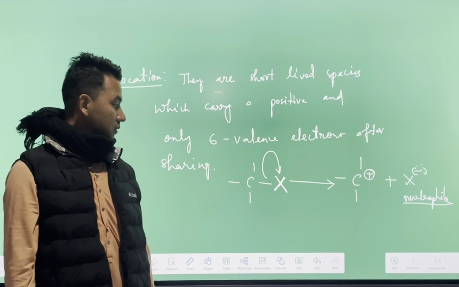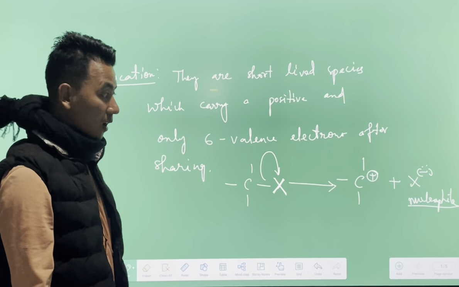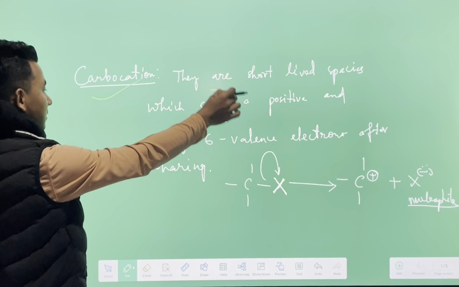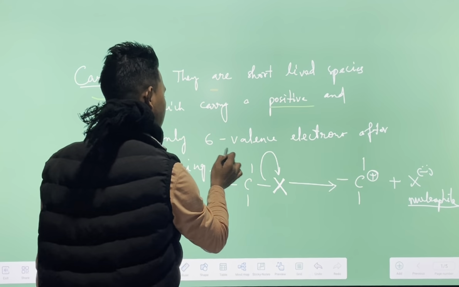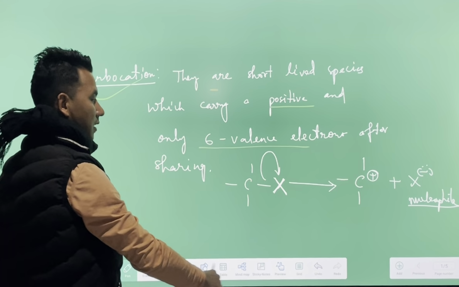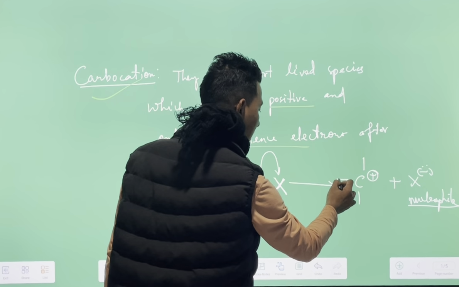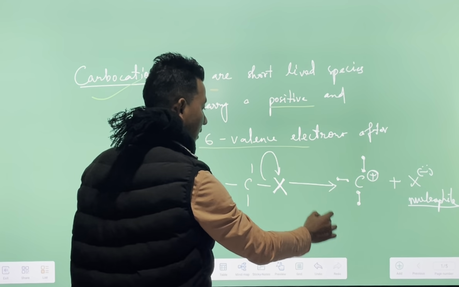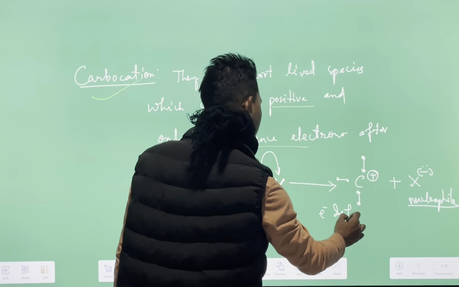Then we have to discuss the rearrangement of carbocation. We have already known that carbocations carry a positive charge with 6 valence electrons after sharing, that is valence electrons 1, 2, 3, 4, 5, 6. They are electron deficient.